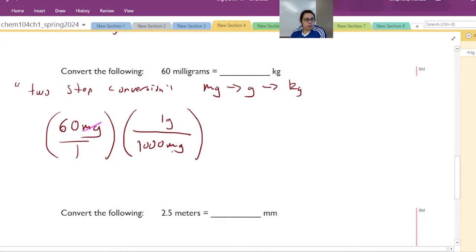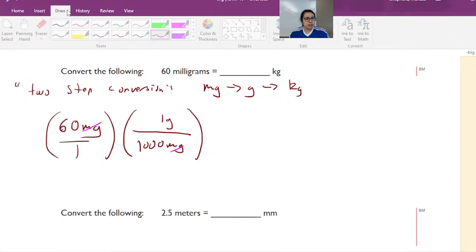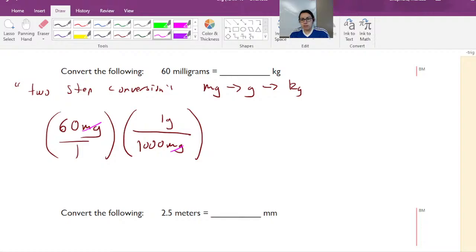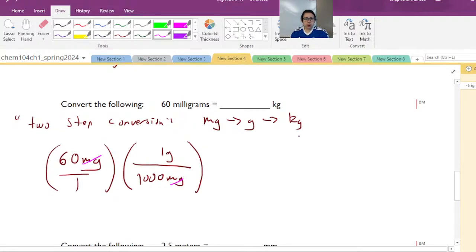So that looks good so far. And so now we're at grams. And this is where the dimensional analysis part starts to kick in with this multi-step process. And so now we can continue. So now I want to go from grams to kilograms. So now I need my next conversion factor. And so now 1,000 grams is equal to 1 kilogram.